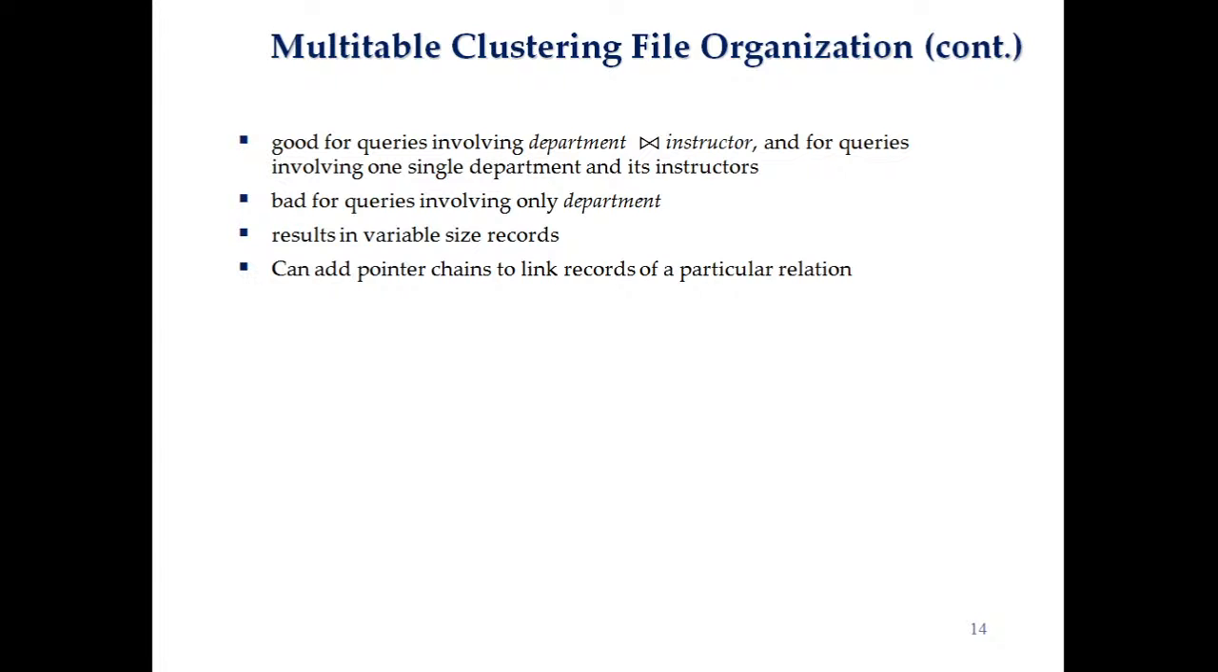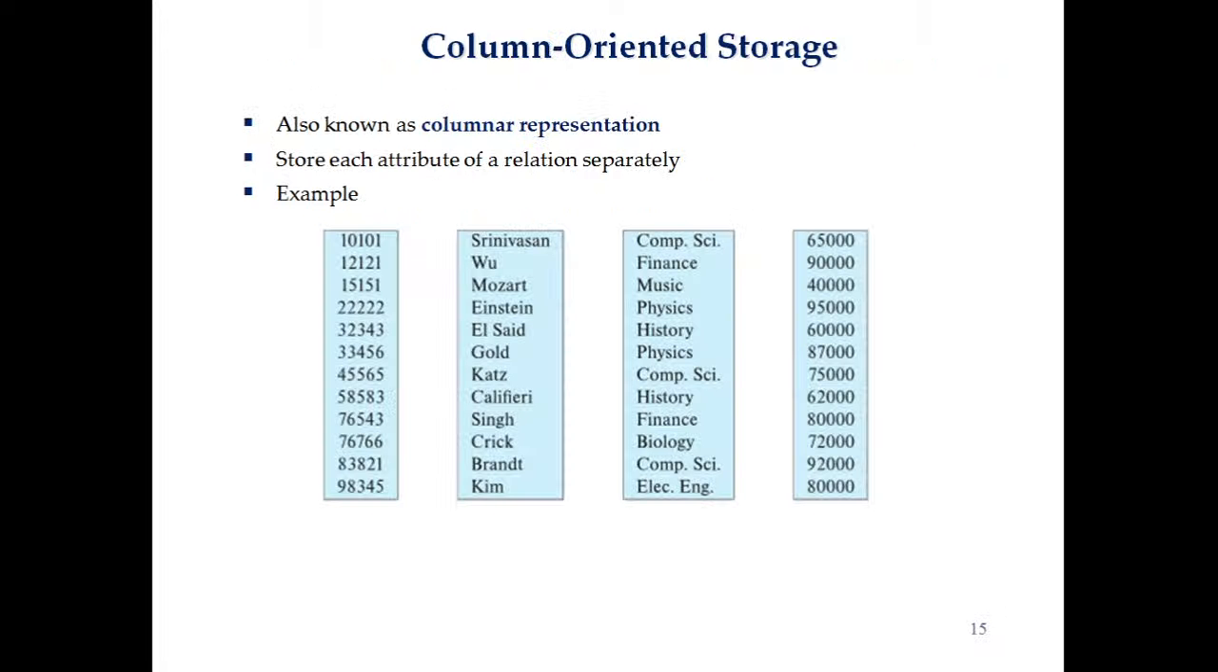Okay, so the next thing is column-oriented storage. This is a type of multi-table clustering file organization. For multi-table clustering file organization, the first example is column-oriented storage. Column-oriented storage is a very simple thing. You have a table, and the table consists of ID, name, department name, and the salary of the employee.